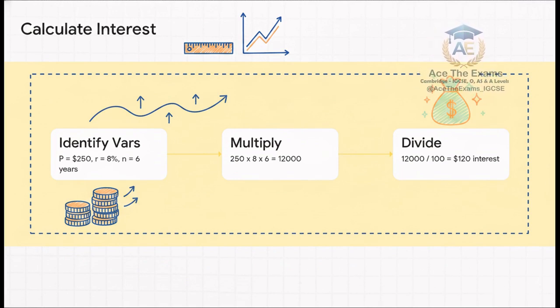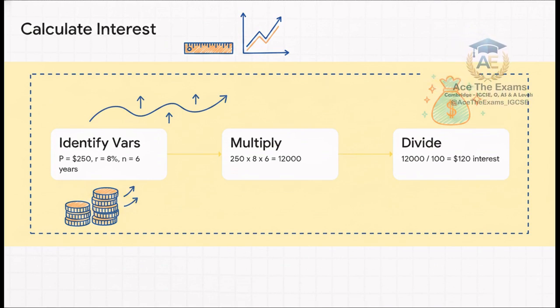250 times 8 times 6, which gives you 12,000. Divide that by 100, and you arrive at your final answer, $120. That means over 6 years, your initial deposit earned exactly $120 in interest. It's predictable. It's a straight line.